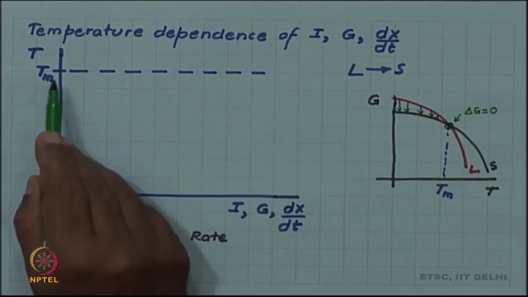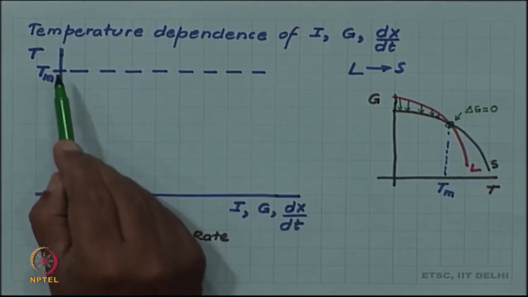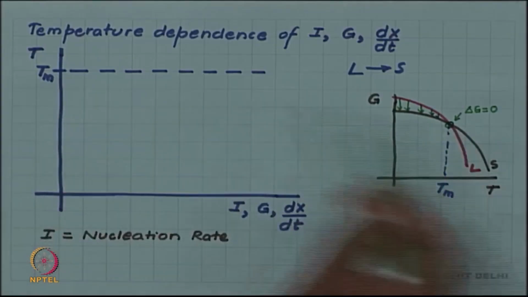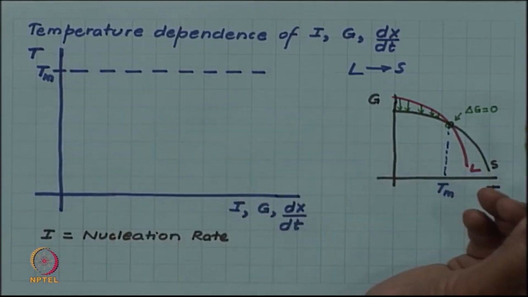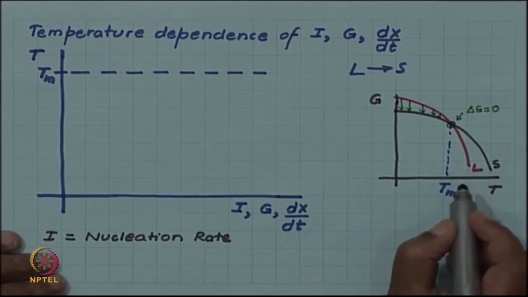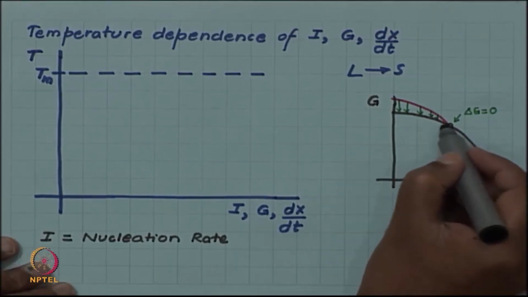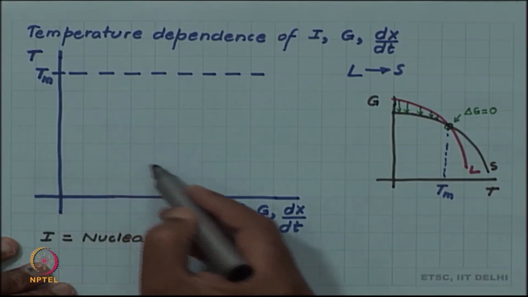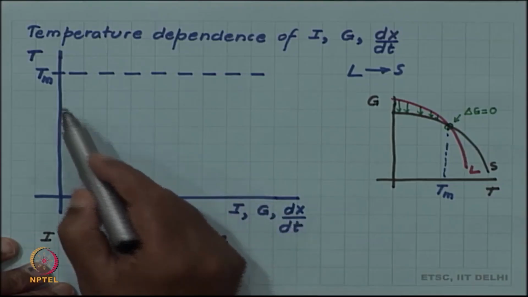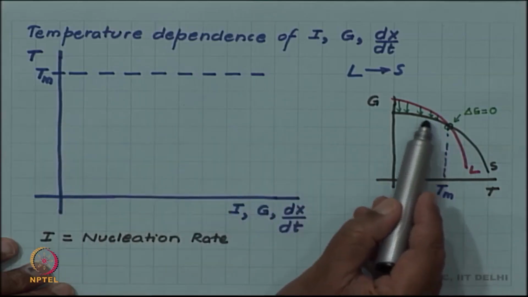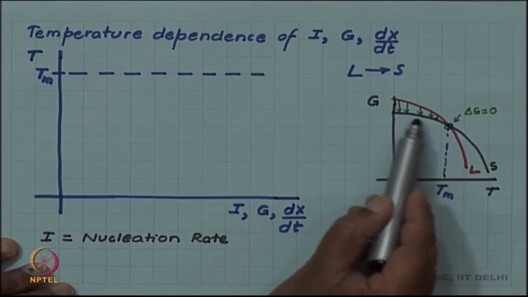So, at the thermodynamic equilibrium melting point, the nucleation rate will be 0 because there is no driving force, and above that is anyway 0 because there will be no transformation possible. So, at Tm we have a 0 nucleation rate, and then as the temperature falls, the driving force increases, and this will try to increase the nucleation rate. So, nucleation rate will keep increasing as we lower the temperature because of this increase in driving force. But this is not the only factor.